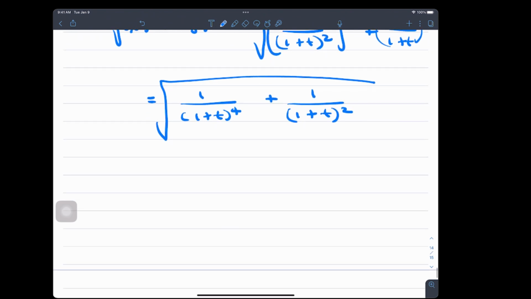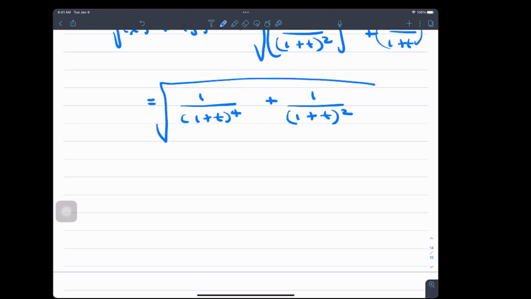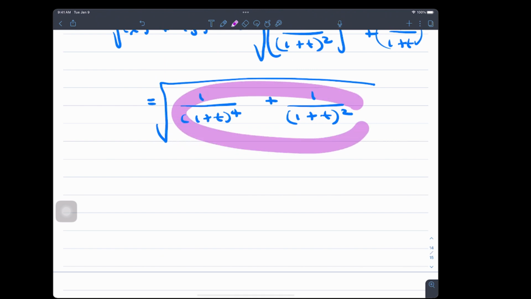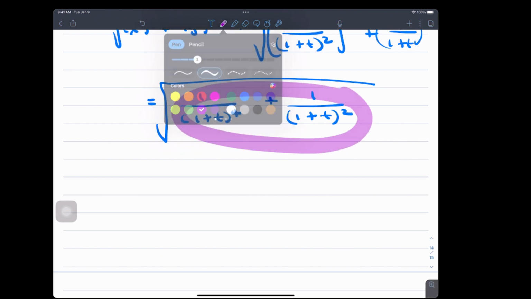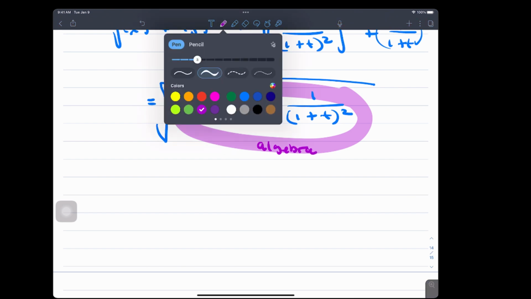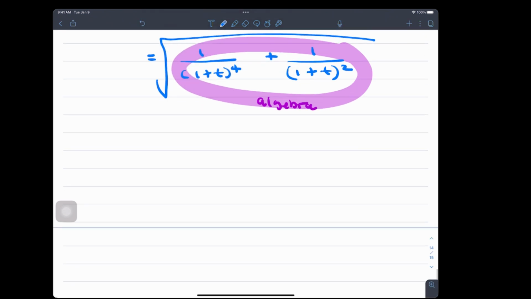So now you might say, how in the world am I ever supposed to integrate this, right? Well, you're going to have to do some simplification here. You're going to have to use some algebra again. Okay, so what does the algebra say? Well, what's under the radical, you have to have the same denominator, right?